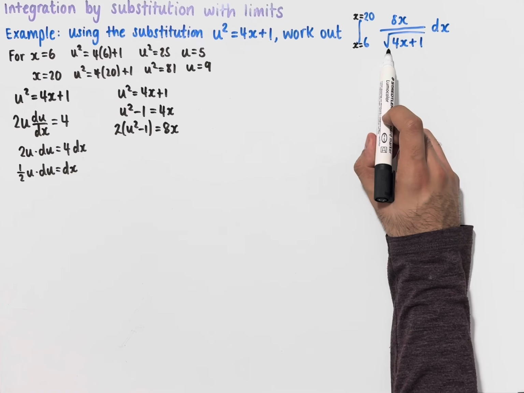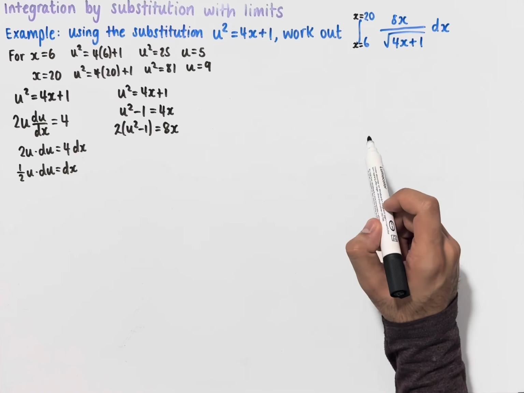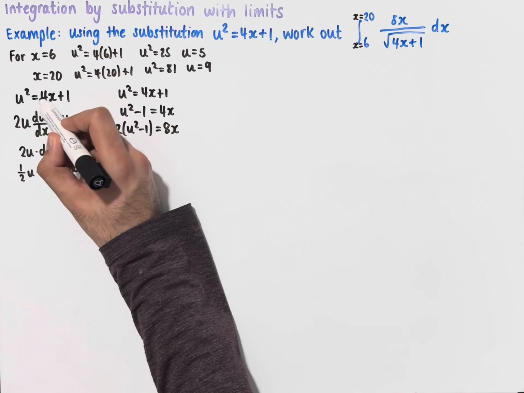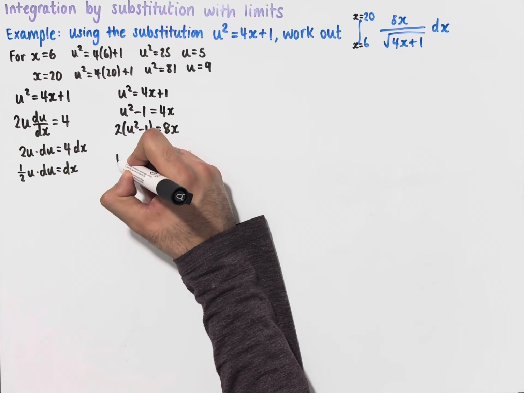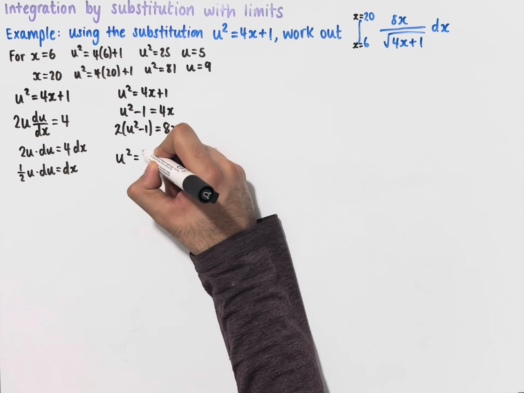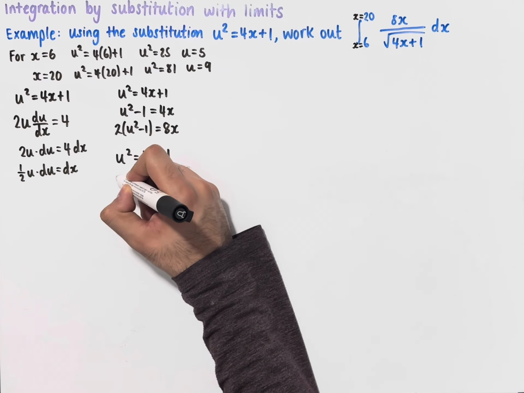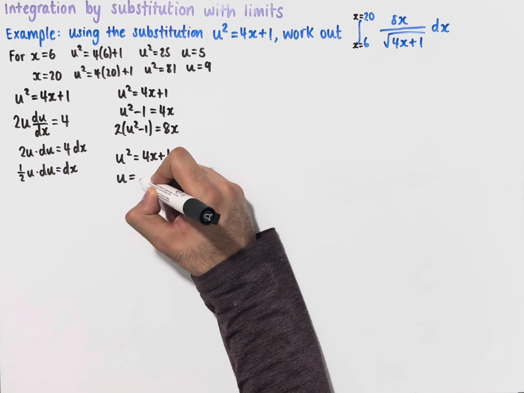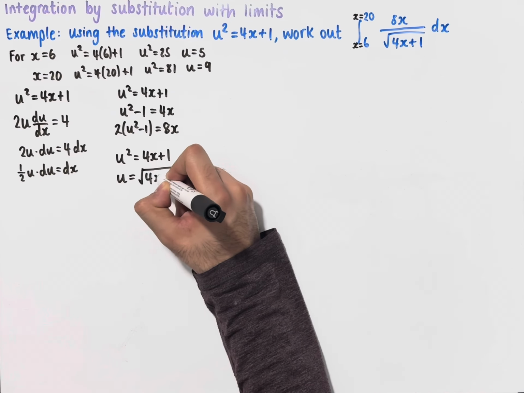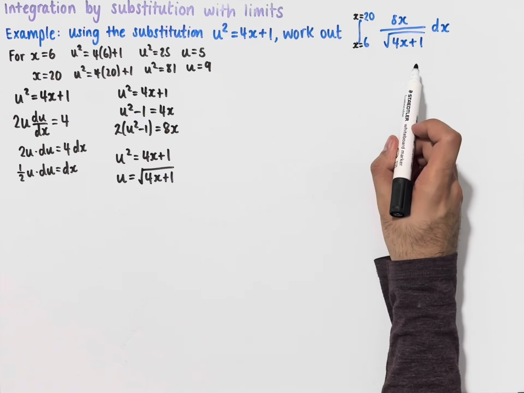Likewise, to obtain an expression in terms of u for the denominator, we can square root both sides of the substitution given. So we have u squared equals 4x plus 1, and square rooting both sides gives us u equals the square root of 4x plus 1, which is equal to the denominator.